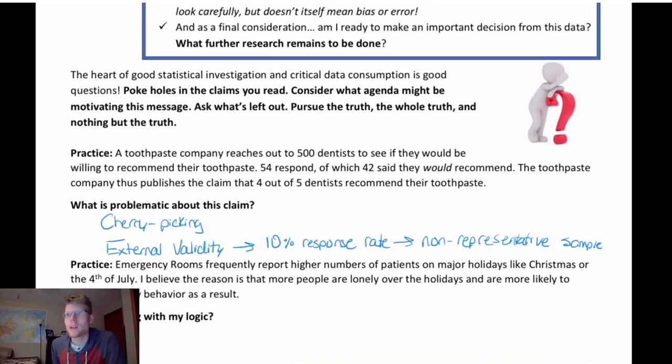All right, let's look at another one here. We have emergency rooms frequently report higher numbers of patients on major holidays like Christmas or the 4th of July. I believe the reason is that more people are lonely over the holidays and are more likely to engage in risky behavior as a result. What is wrong with my logic here?